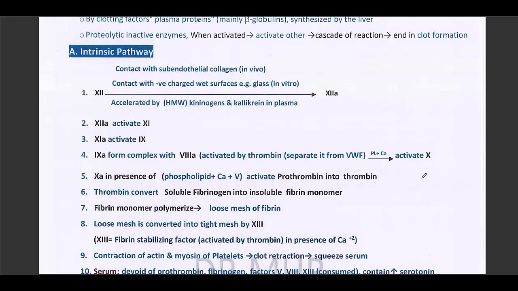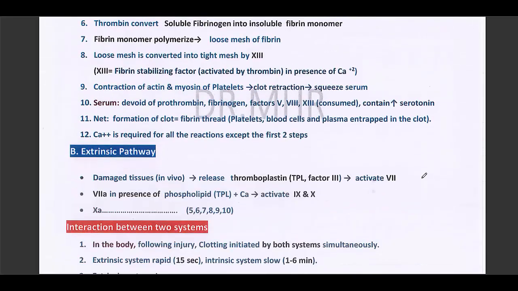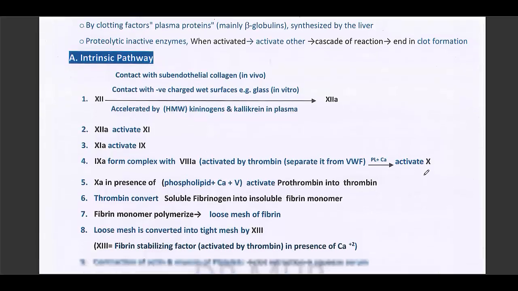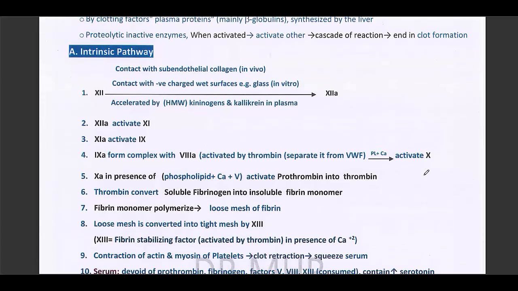There are two main pathways, the intrinsic pathway and the extrinsic pathway. The intrinsic pathway is started by contact with subendothelial collagen in vivo, and contact with a negatively charged wettable surface like glass in vitro. So the intrinsic pathway can act in vivo and also in vitro. Okay, this is important information. So let's start it.